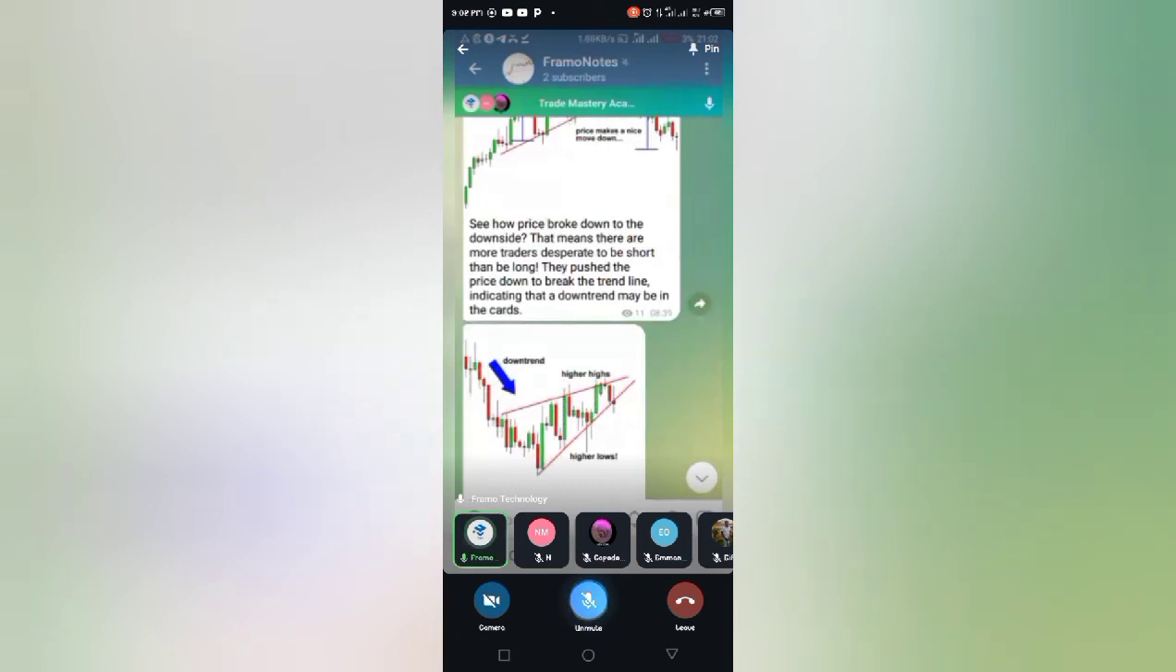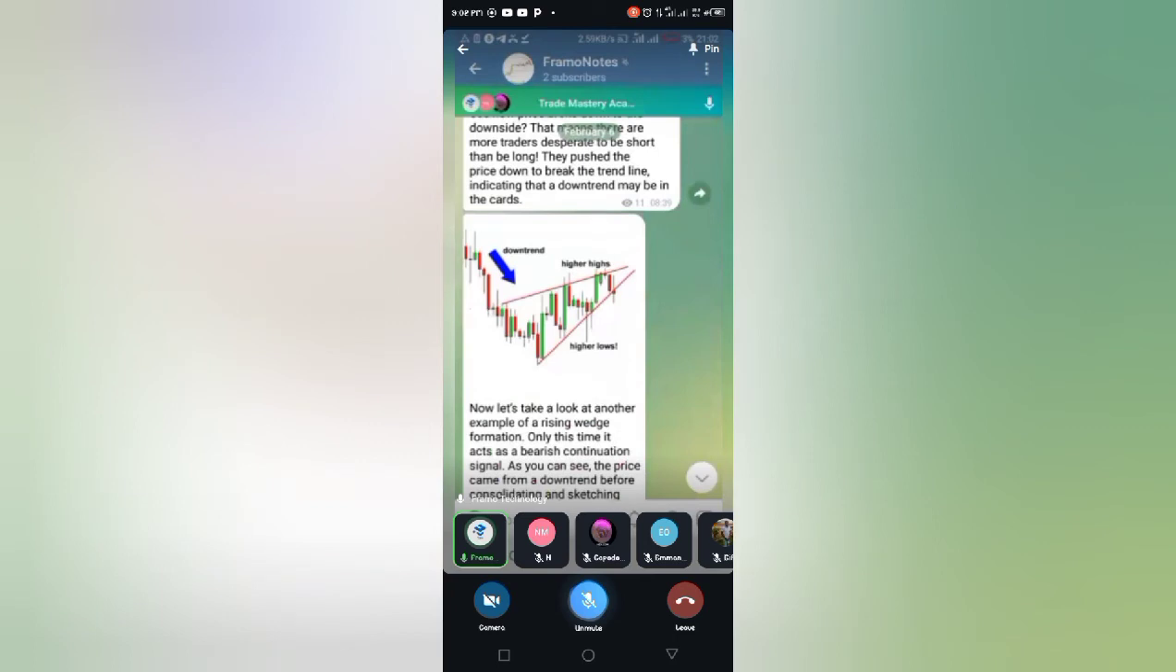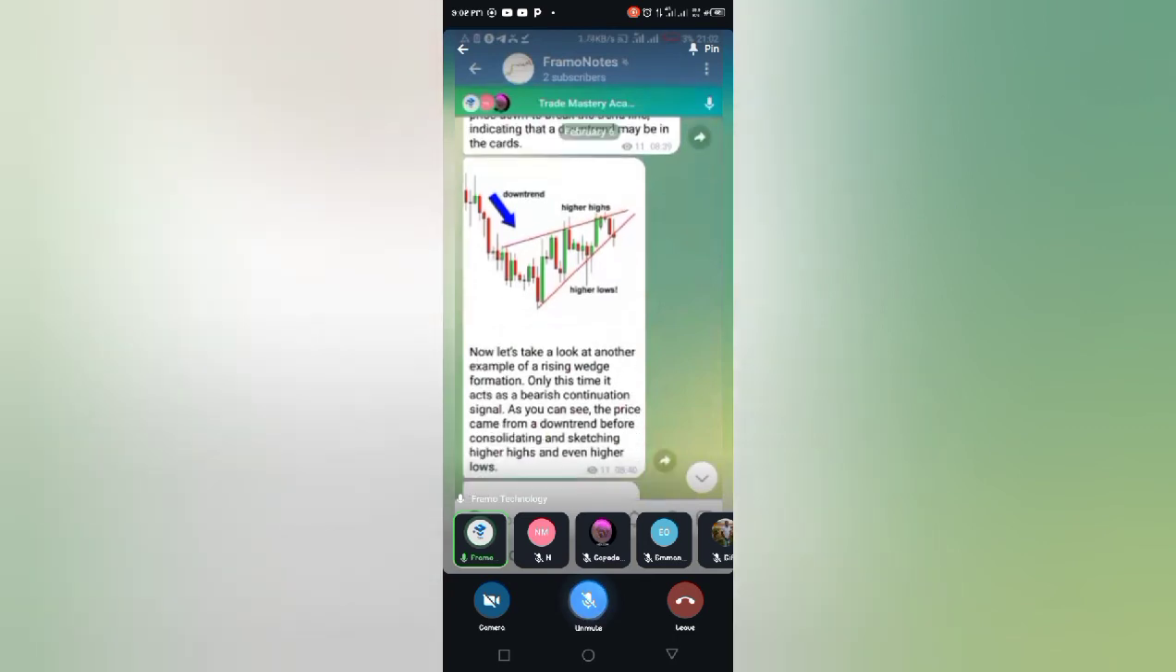a rising wedge forming at the bottom of a downtrend like this one. Already we have discussed that it's supposed to be formed at the top of an uptrend. Now, in case it is formed at the bottom of a downtrend, who can tell me the possible breakout? Are we going up or are we going down?